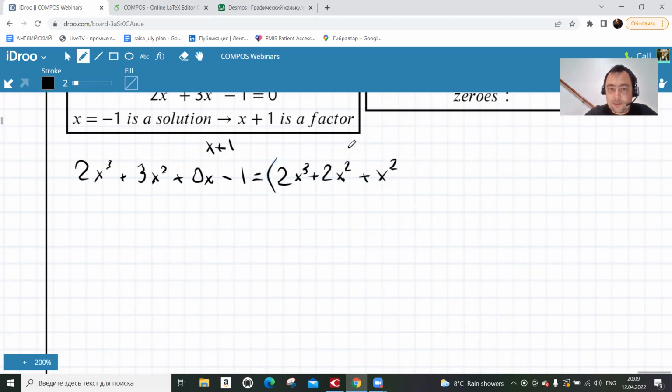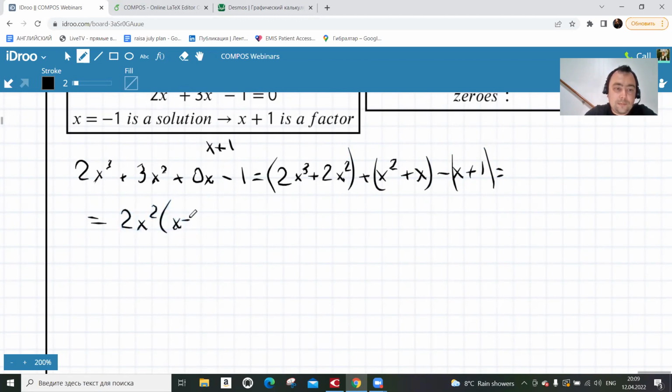So this can be factorized, and one of them, yeah, plus x. Now, because there's no x here, I'm going to write minus x and minus 1. And then I'm going to group them like this. Now this is going to be like this, equals. I'm going to factor it out. So here 2x squared is the common factor, 2x squared, open bracket, x plus 1, plus, here the common factor is x, plus 1. And here is minus x plus 1.